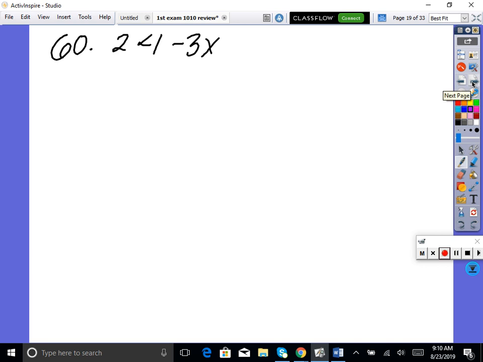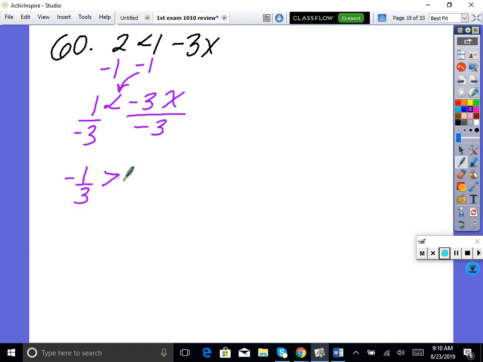Pretty straightforward. Okay, number 60. So with this one, I'm going to subtract 1. We have 1 is less than negative 3x. Divide both sides by negative 3. Uh-oh, we just divided both sides of an inequality by a negative. We need to change the sign of our inequality. So we have negative 1/3, and now it is greater than x.